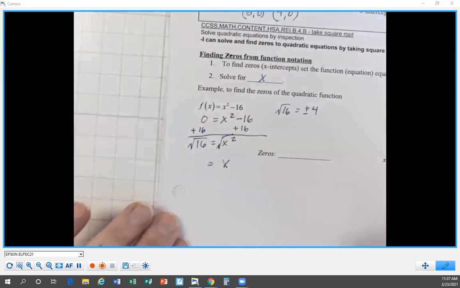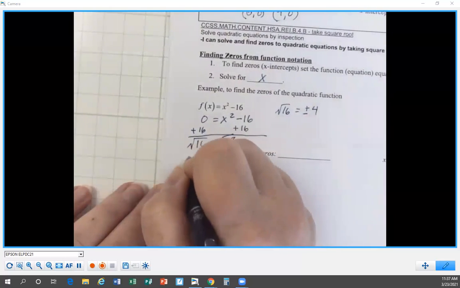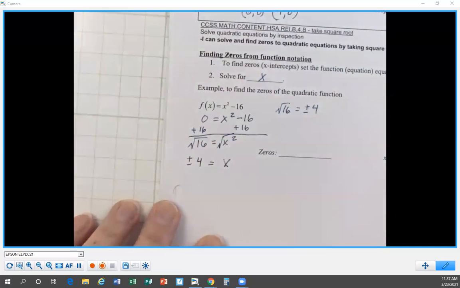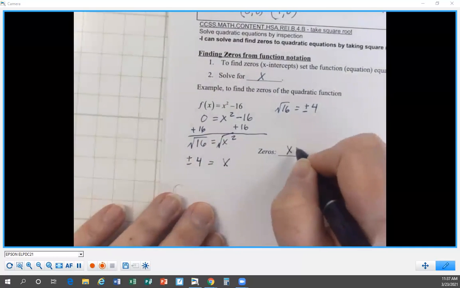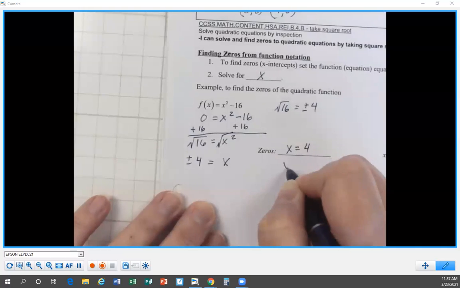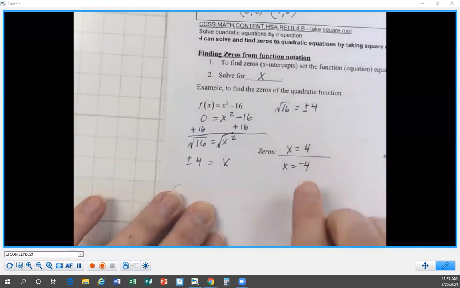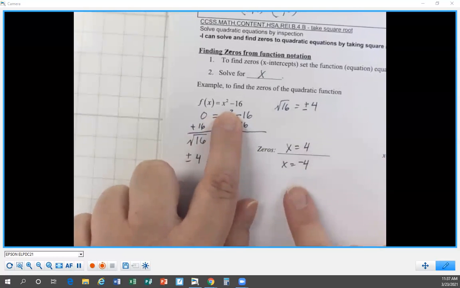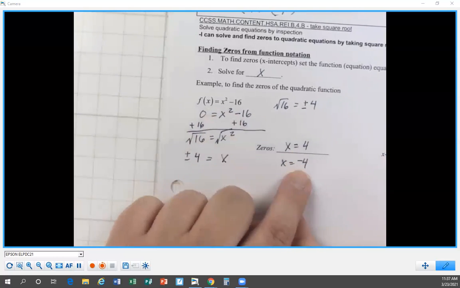Excellent response. So x is equal to plus or minus 4, and that means 4 or -4. So the zeros will be x equals 4 and x equals -4. So this quadratic will cross through the x-axis in two places, 4 and -4.